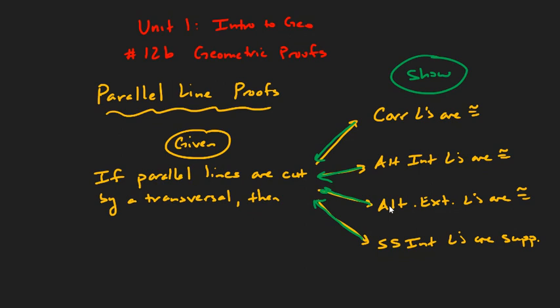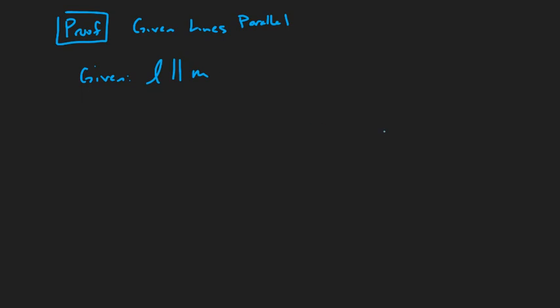So we're going to do a proof where you're given lines are parallel, and then we're going to do a proof where you have to prove lines are parallel. Again, we're going to use the properties and give you all kinds of situations that you might need. So let's take a look at this first proof here. Again, we're doing a proof, and we're going to be given lines parallel. Given line L parallel to line M. I'll draw that picture over here.